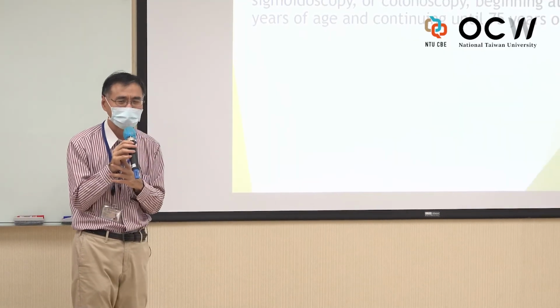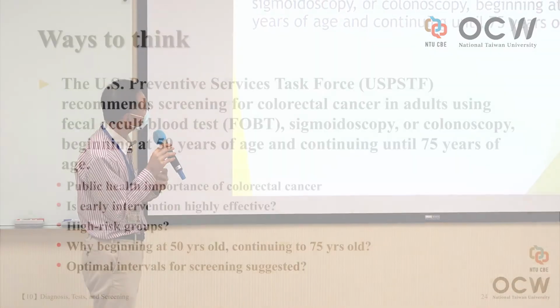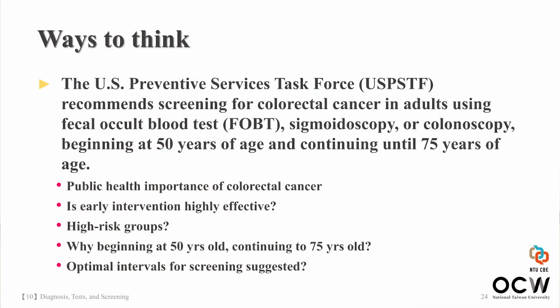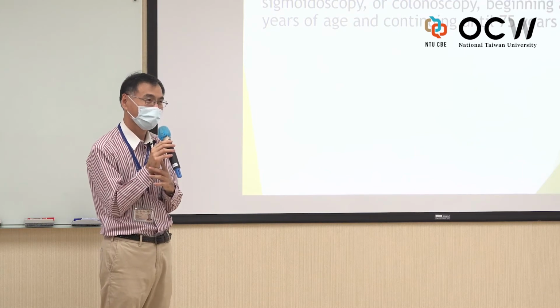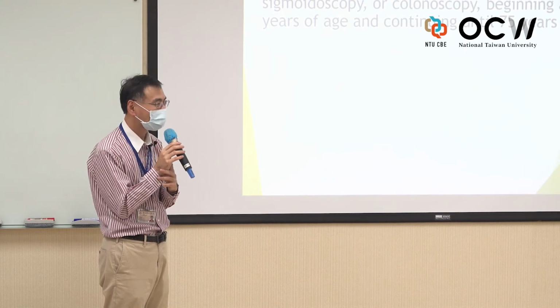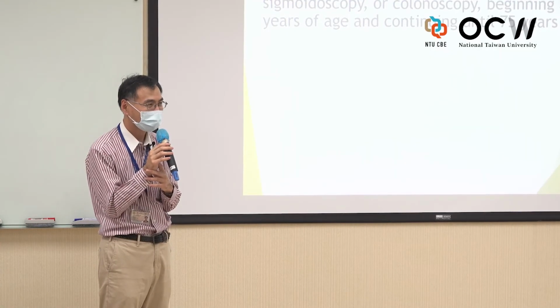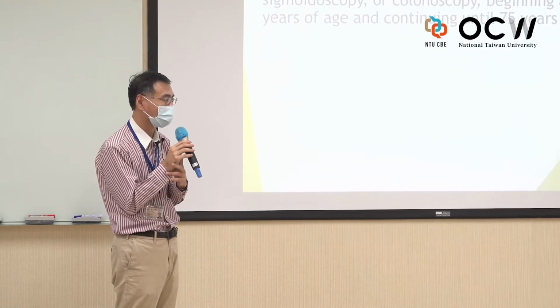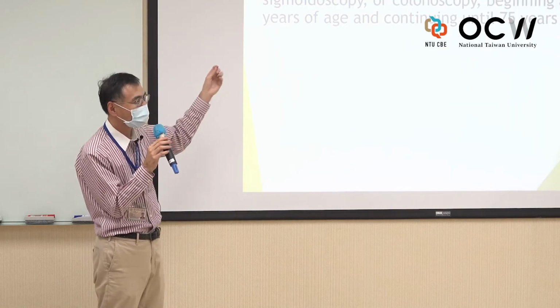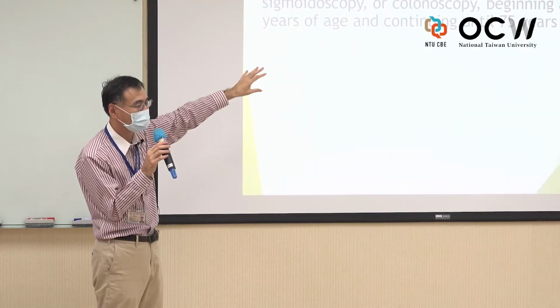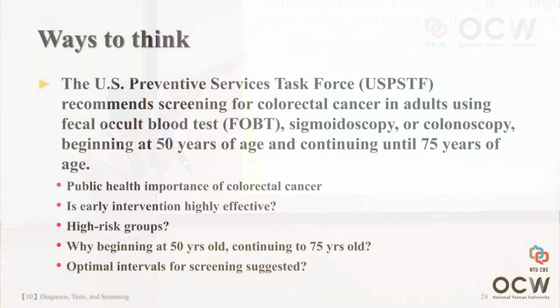Okay, why 50? Why not 45? And continue until 75 years of age. Why not after 75? That's weird, right? But how did they make such a decision? They performed a lot of studies. They performed a meta-analysis or systematic review to find the best cutoff point to identify the high-risk group. There are 3 options here: one for FOBT, one for sigmoidoscopy, one for colonoscopy. Which one is the most non-invasive one?